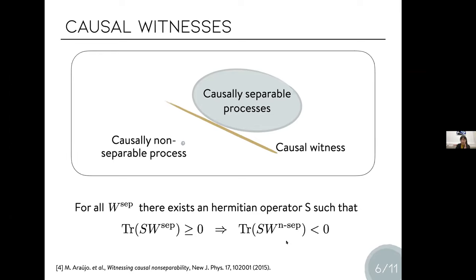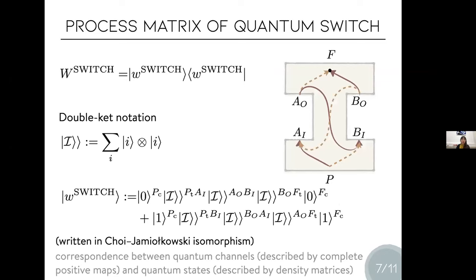This is the very basic idea, and this is what we used in the first experiment that I'm just going to show you now. One needs to know that one expects the state to be outside the set, and then to evaluate the corresponding witness. In the case of the quantum switch, we calculated the corresponding process, which can be written basically like this.